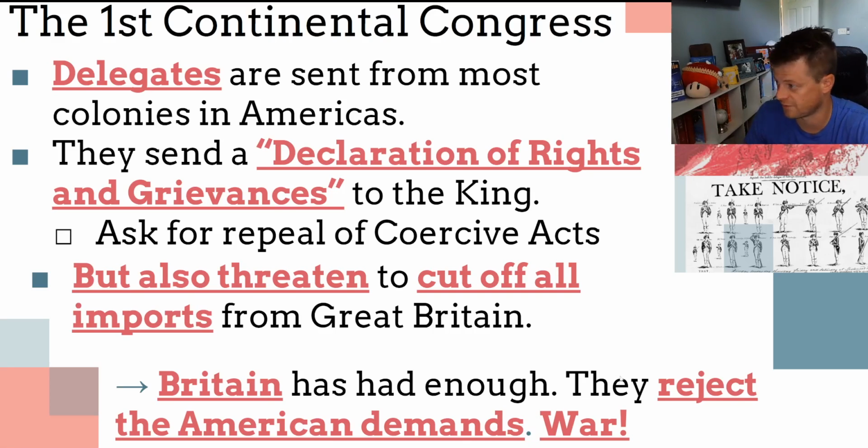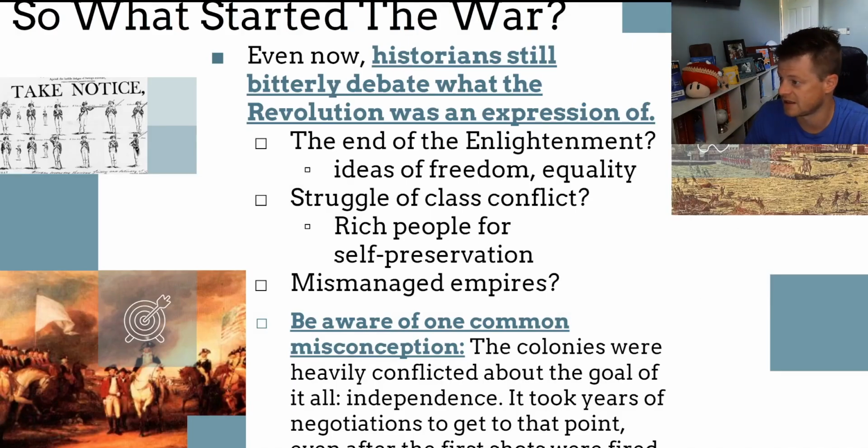Now, in terms of the actual first conflict that will occur after the Continental Congress, we'll get to that in a second, but let's back up and take a broader, big picture perspective about what this all means. So what exactly starts the revolution? What is the exact cause? To this day, depending on the historian that you ask, you're going to get a wide variety of answers about what the American Revolution was actually an expression of. Some are going to point to the Enlightenment and the ideas about freedom and equality and popular sovereignty being the real engine for it. Other folks are going to say that this is an early example of class conflict.